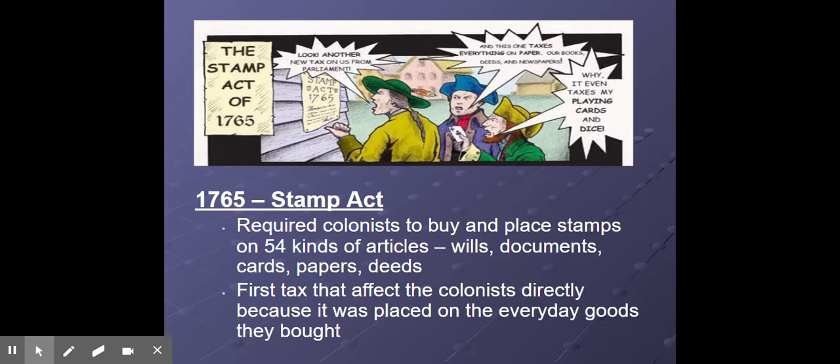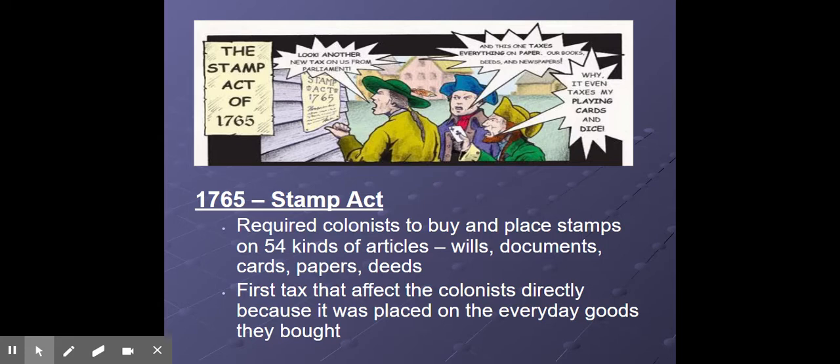In fact, some colonists remarked, Britain is trying to tax us from the cradle to the grave, because what is your birth certificate printed on? Paper. What is your will printed on? What is your death certificate printed on? Paper. So you've got to pay a tax from the time you're born to the time you die.